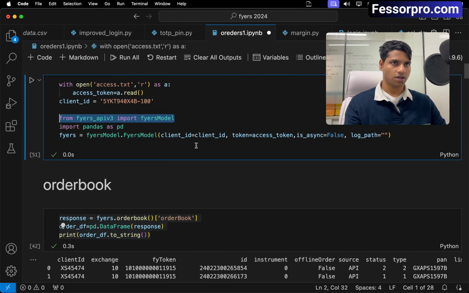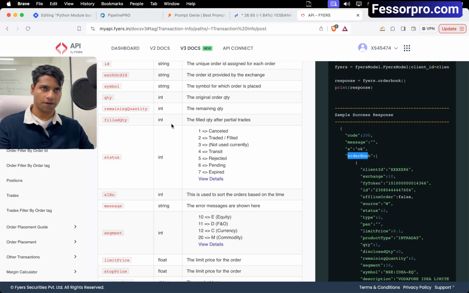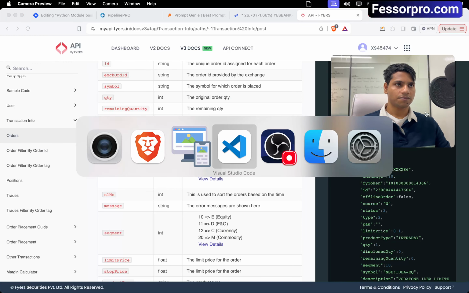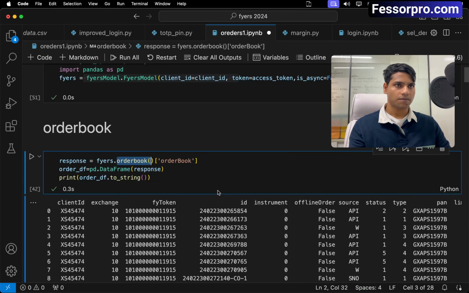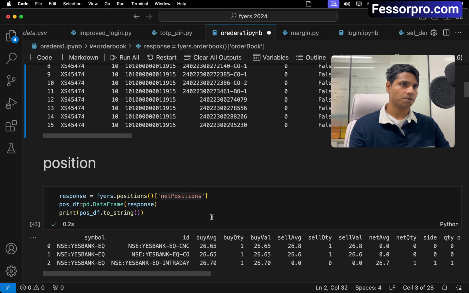After that, I'm just calling the order book function. If you look at the response when you call the order book function, this is the type of response that you get. It's a dictionary where the first key value pair is code, then there is message, there is s, and there is order book. Inside this order book, we have a list of dictionaries, so I'll convert this list of dictionaries to a data frame. That's what I'm doing here: I'm taking the order book, converting it into a data frame, and using the toString function to show you the entire data frame. If I run the code, this is how the data frame looks like. There are a total of 15 orders that I have placed today.